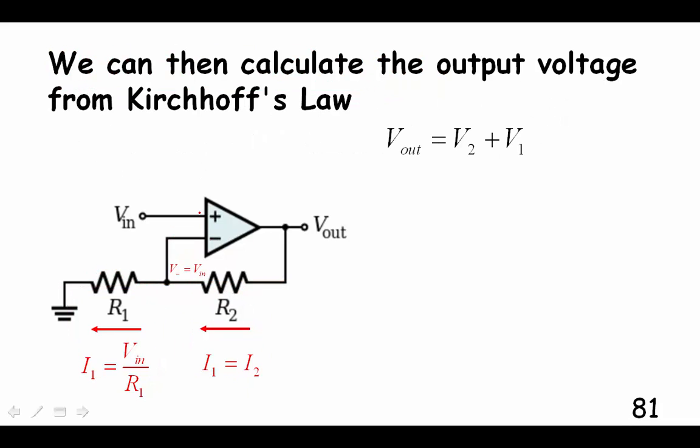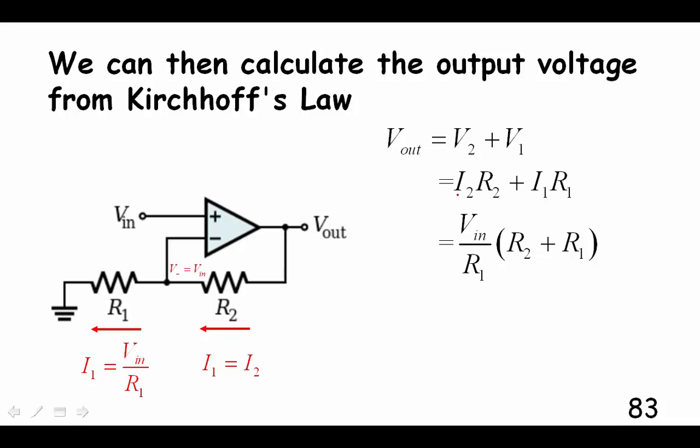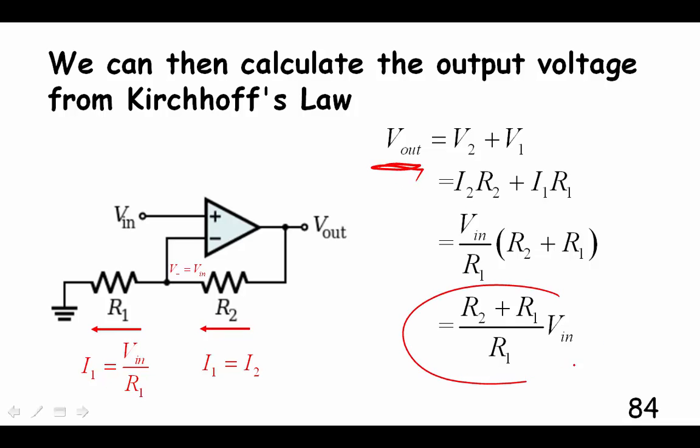Now we can find the output voltage, which is just the sum of these two voltages. Here's 0, so it's going to be this voltage plus this voltage. So I2 R2 plus I1 R2, but I2 is equal to I1, which is equal to this. So I get this equation, and finally my output voltage should be equal to that.